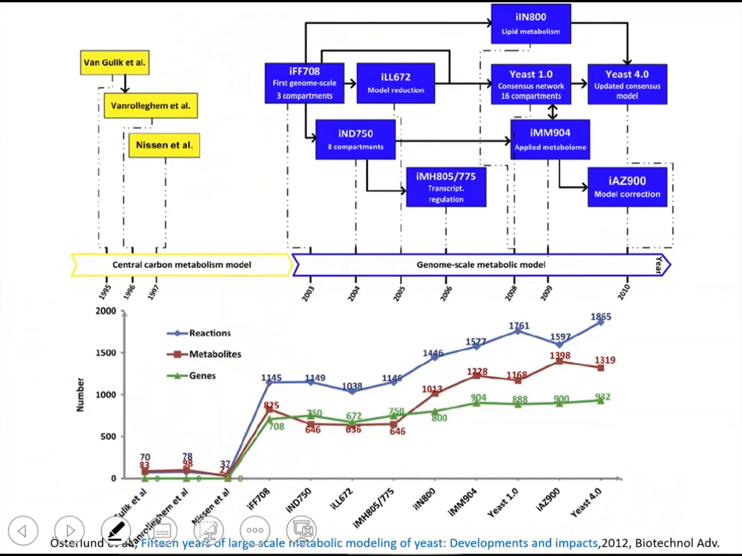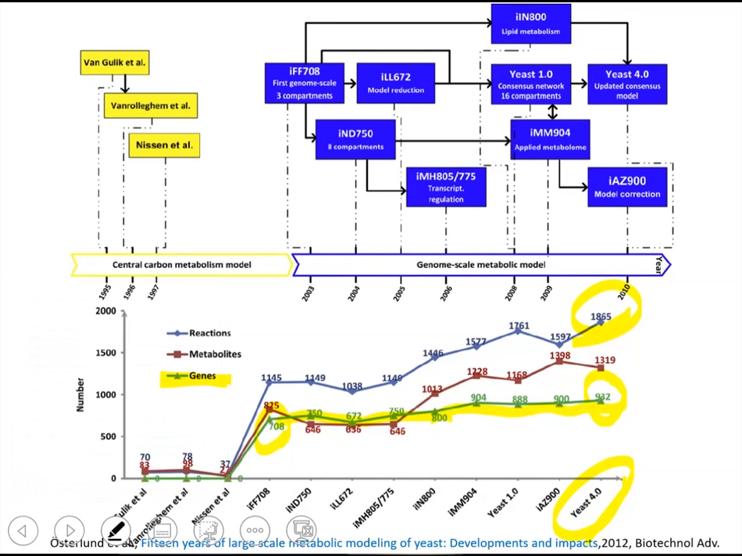And here, by using the green lines, you see how the number of genes changed over time. The first model had 708 genes. So it increased to 800s and 900s and 930 over time. Also, the number of included reactions increased too. So here, Yeast 4 has 1,800 reactions.